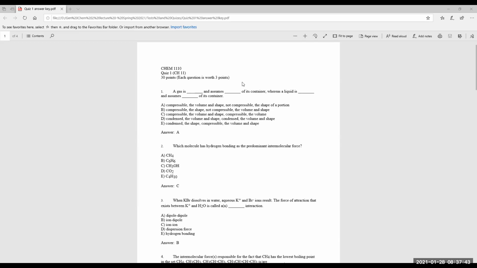Number 3, when KBr dissolves in water, you get aqueous K+ and Br- ions. The force of attraction that exists between K+ and water is called what type of interaction? And that's an ion-dipole interaction. So you have that positively charged potassium ion interacting with the negative part of the dipole on the water.